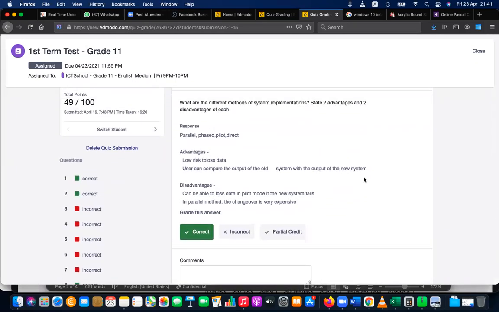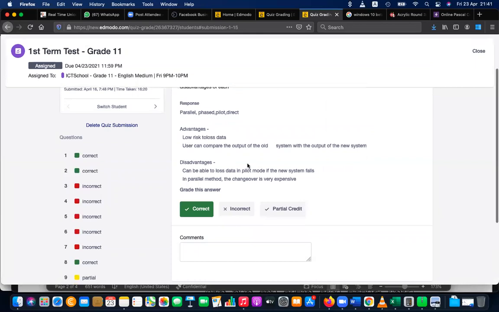What are the different methods of system implementation? State 2 advantages and 2 disadvantages of each. Parallel, paced, pilot, direct. Okay, those are the implementations. You have to tell the advantages of each. Okay, let's create a small table and do this.